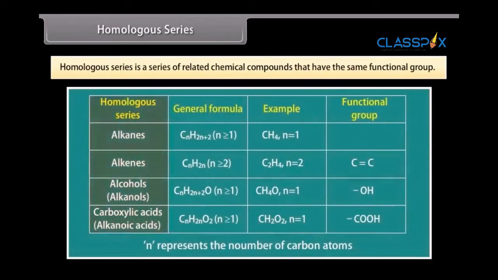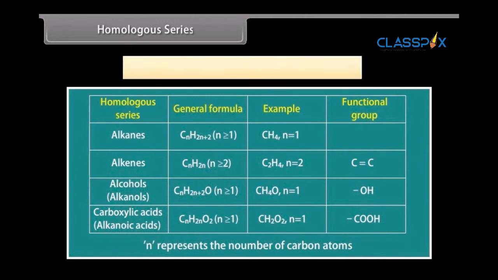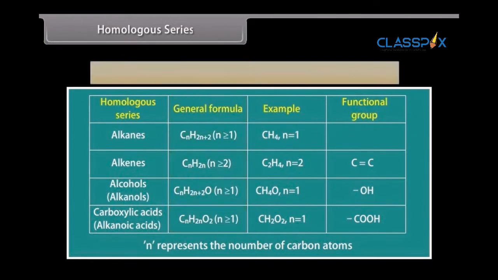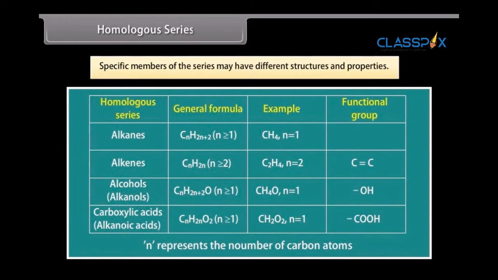Homologous series. Homologous series is a series of related chemical compounds that have the same functional group. These differ in formula by a fixed group of atoms. The successive members of such series are called homologous. Even though the general formula remains constant in a homologous series, specific members of the series may have different structures and properties. However, the reactivity usually remains the same.